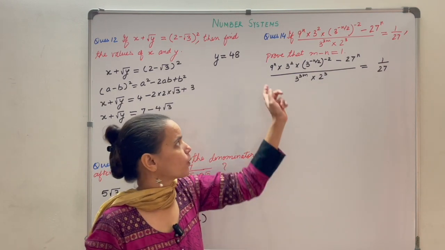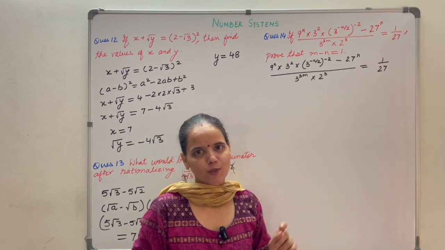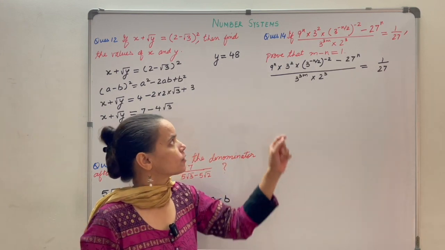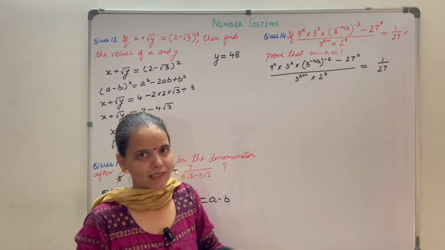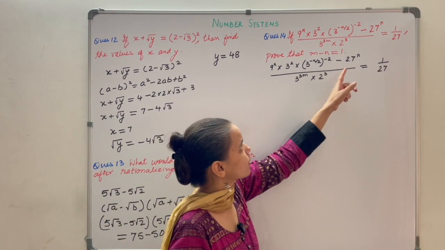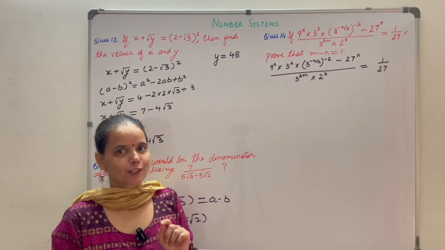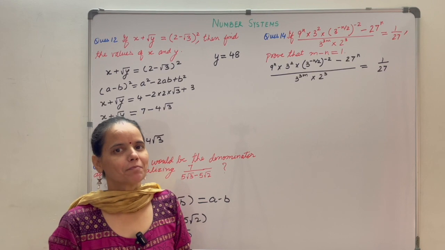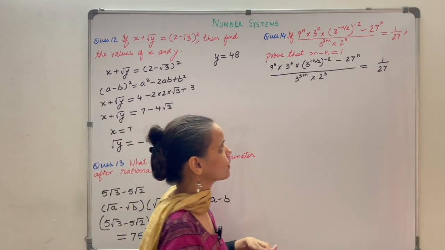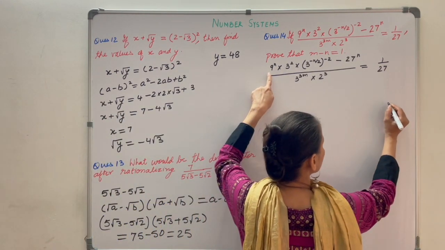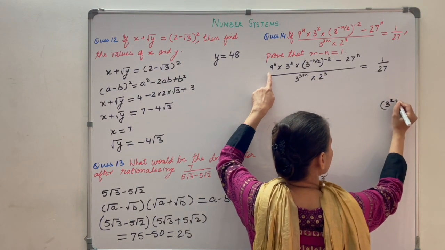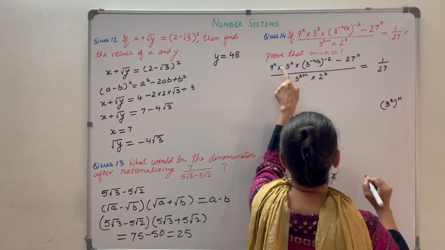So let us write down 9 and 27 also in exponential form. The exponential form for 9 is 3 square, and for 27 it is 3 cube. So this will solve our purpose. So let us write it down. Instead of 9, you can write it as 3 square. This is whole raised power n.